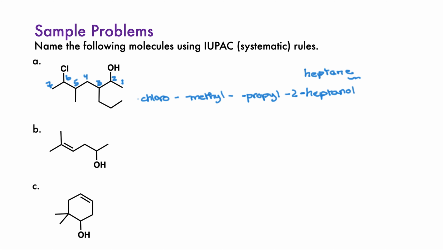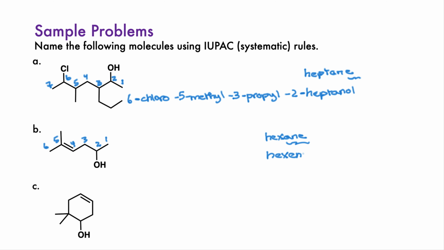Since hydroxyl is at position 2, this means the chloro must end up at 6, methyl at 5, and propyl at 3. The next molecule is an enol with a 6-carbon parent. Number from the right to give the hydroxyl the lowest possible number. We change the ane of hexane to enol. The hydroxyl is at position 2.